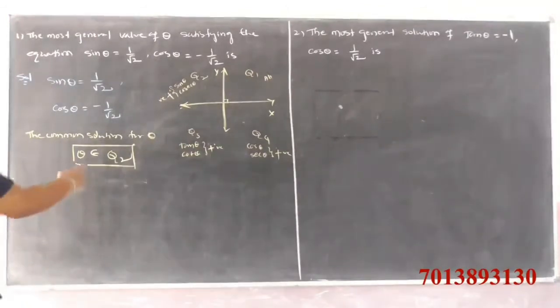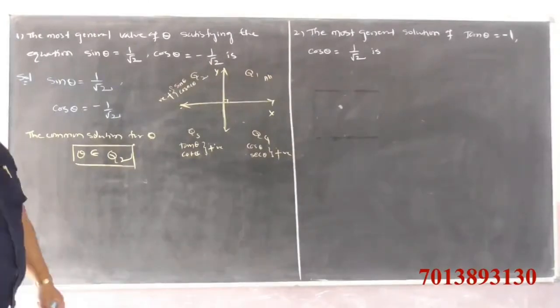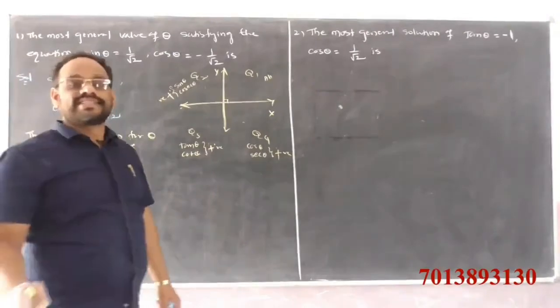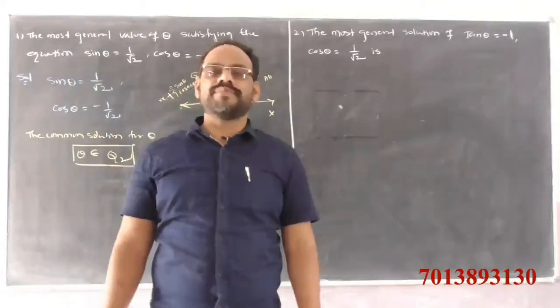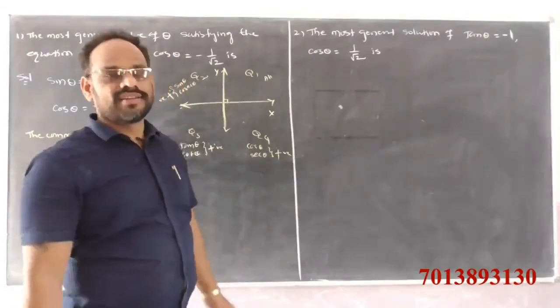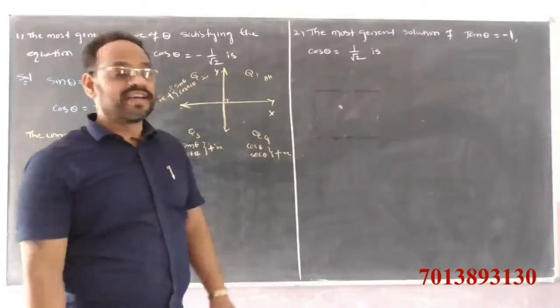We want the general value of theta. So sin theta is equal to 1 by root 2, and cos theta is also minus 1 by root 2. How do we know that? Sin 45 degrees, that means pi by 4, but pi by 4 is in the first quadrant. We want it in the second quadrant.